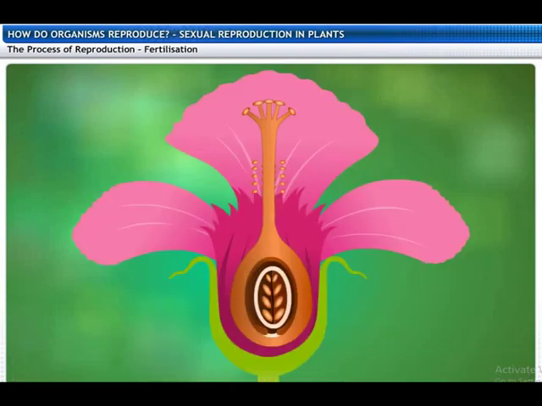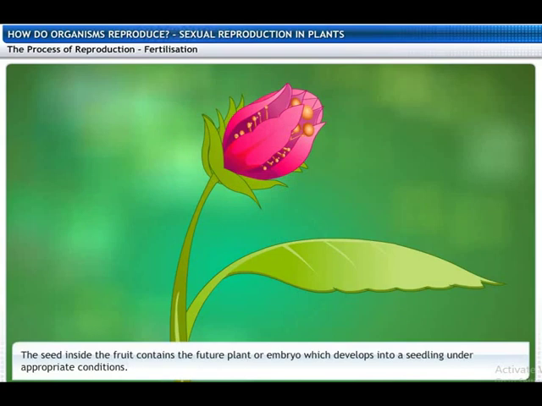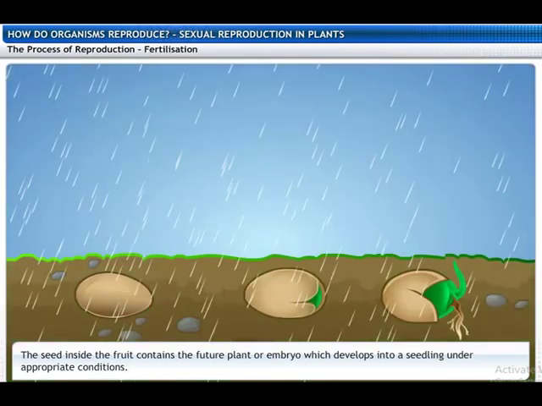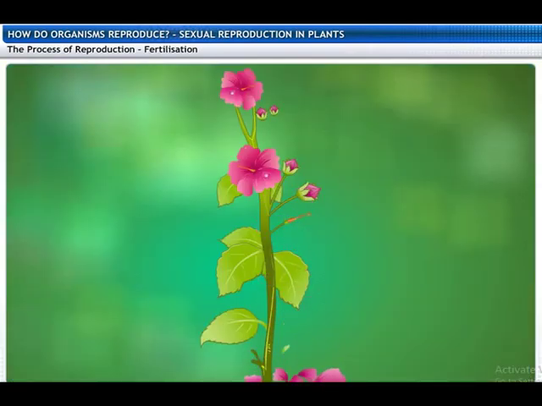In this process, the petals, sepals, stamens, style and stigma may shrivel and fall off. The seed inside the fruit contains the future plant or embryo which develops into a seedling under appropriate conditions. Take a look at this hibiscus plant. Fertilization has taken place and the sepals, petals, stamens, style and stigma have withered away. But the seeds are still alive.